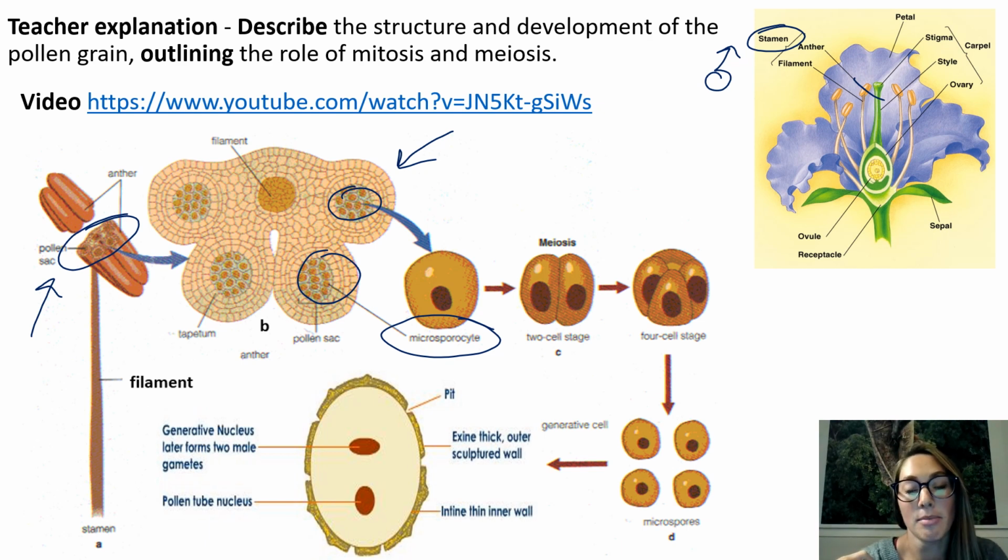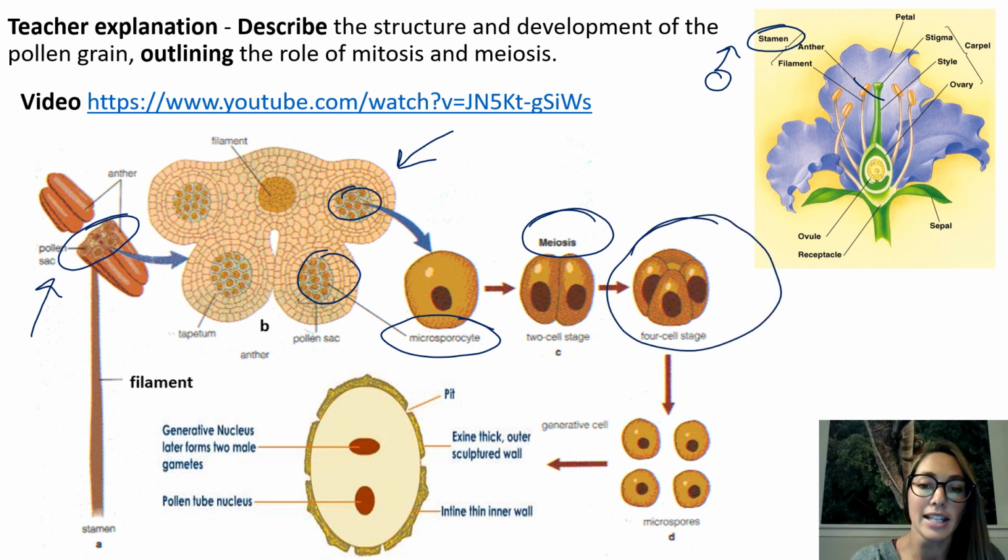So here, the microsporocyte, microspore, small spore, so it's smaller than the female one, which is called a megaspore. We'll come back to that in a second. So the microsporocyte divides by meiosis, and it divides into 4 cells called a tetrad. And these 4 cells separate, and each one of these is going to become its own pollen grain.